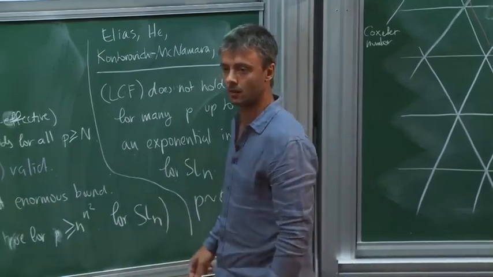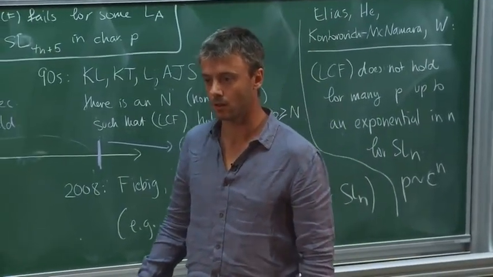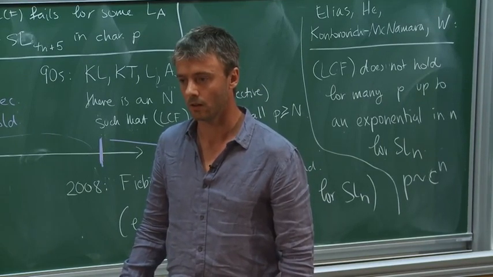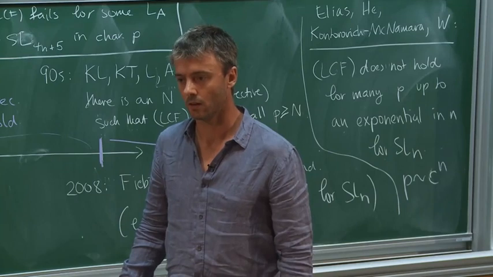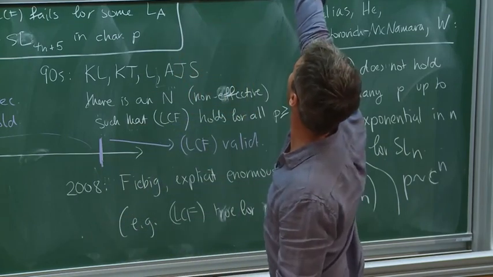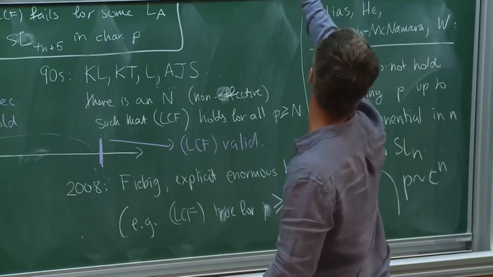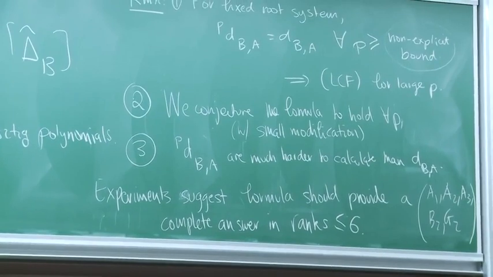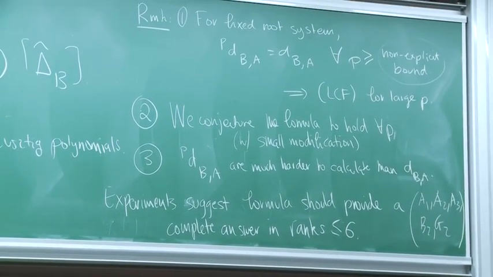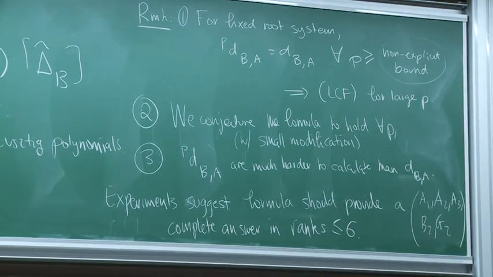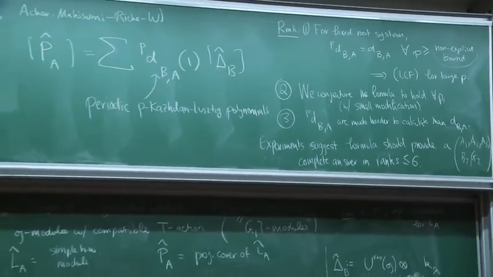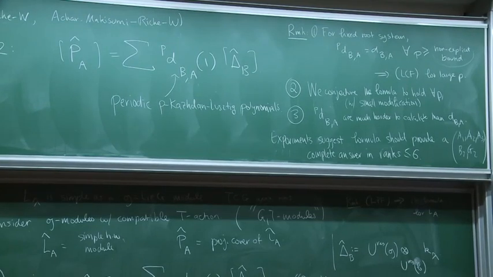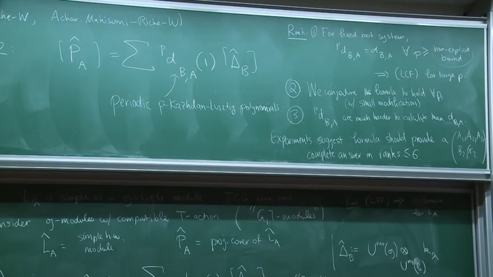Using the fact that you know you, this allows you to calculate the characters of the L's. I don't understand in which sense it is not... I mean, experiments suggest we should be able to do the calculation of these polynomials in ranks less than or equal to 6. No, at the end of the day, I actually want to know what the character is. And that's what I'm asking about. Is it not clear?